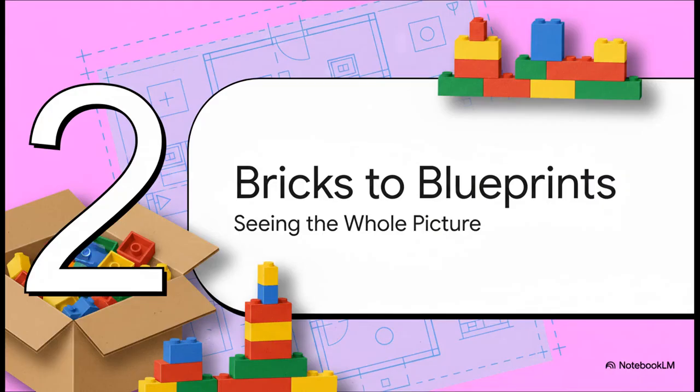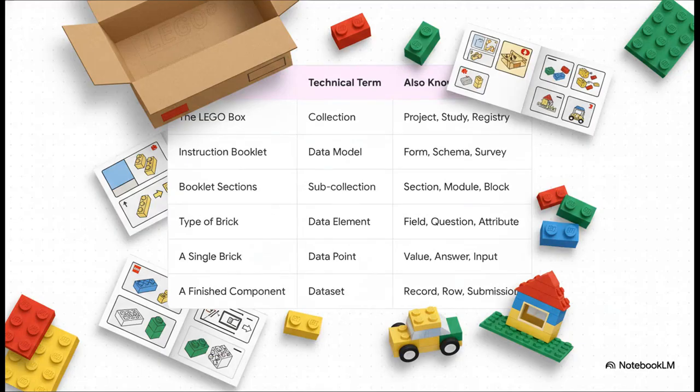So, let's pull it all together. What's the big takeaway here? It's that this simple Lego analogy really shows how all these scary-sounding technical terms are just parts of one logical structure. It all flows perfectly from the entire box right down to one single brick. I mean, look at how it all lines up. The whole Lego box, that's your collection. The instruction booklet, that's the data model. The different building sections are the sub-collections. The type of brick you need is the data element. The actual brick you use is the data point. And that finished wing you built, that's your data set. See? It all clicks together.